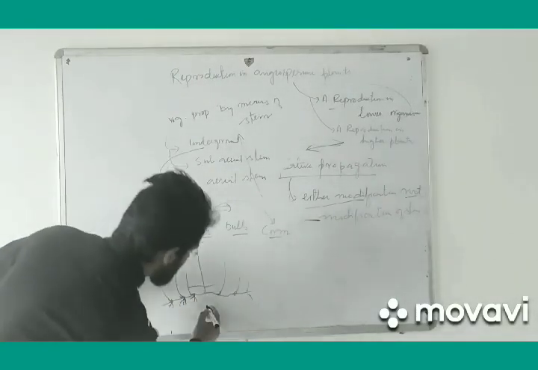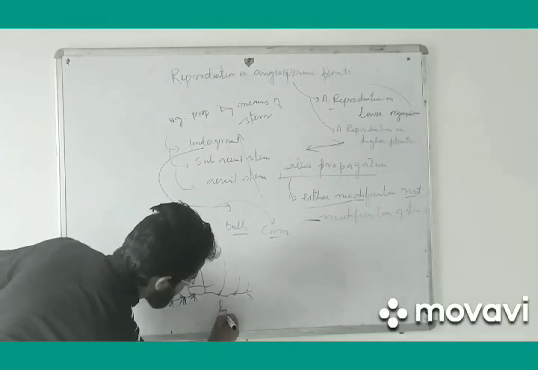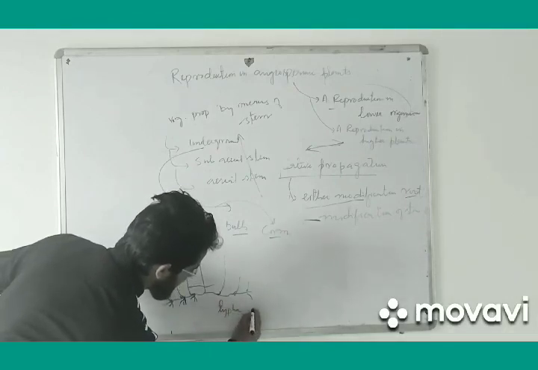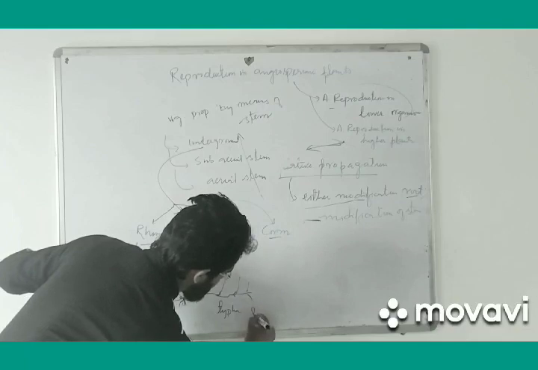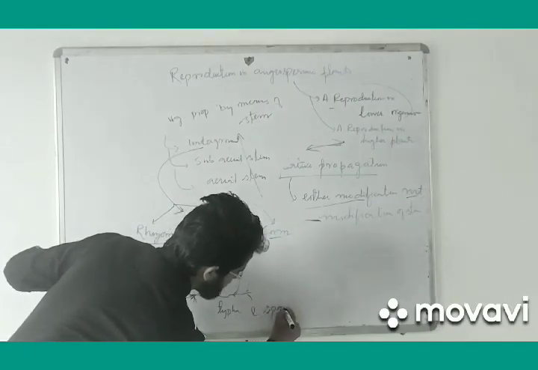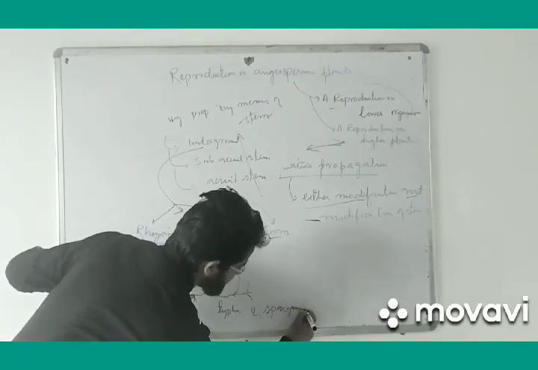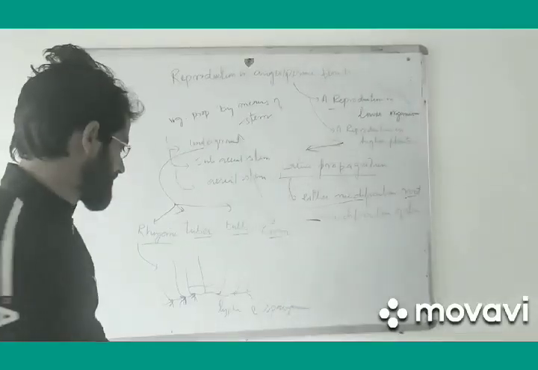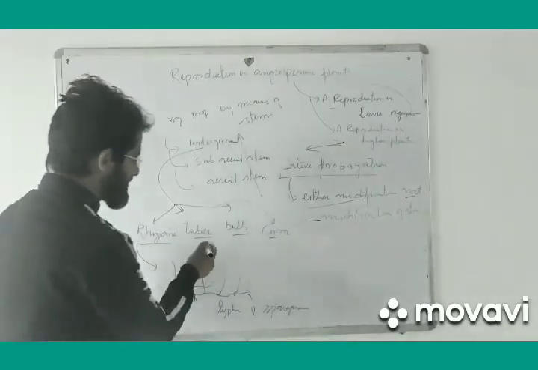It is usually reported in aquatic plants, that is Typha and Sparganium and even other species. This is rhizome. Second is tuber.